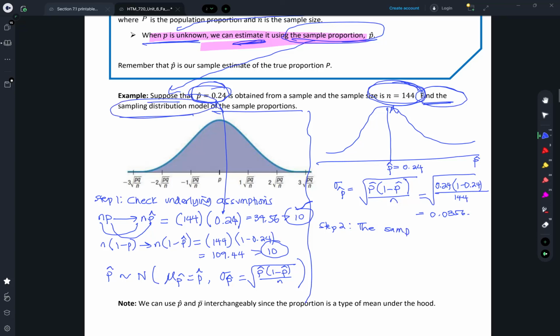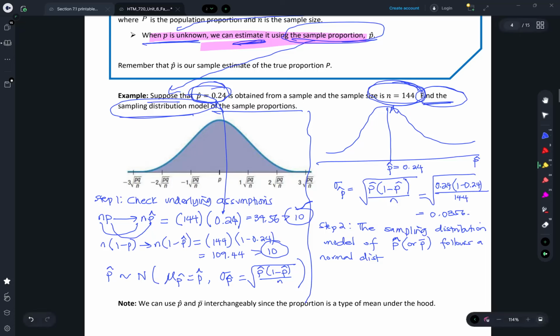So step 2, the final step: according to the question, we have to find the sampling distribution model. So the sampling distribution model of the sample proportion p-hat or p-bar, whichever one, follows a normal distribution model.